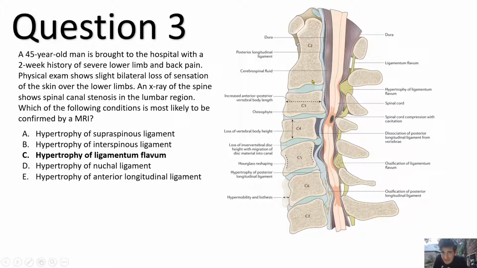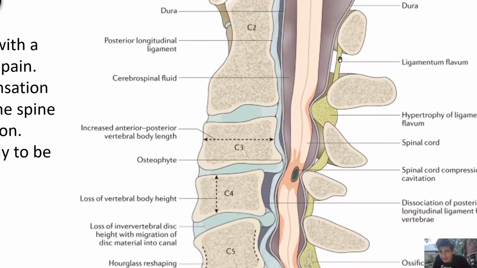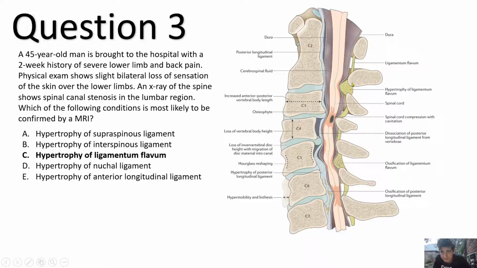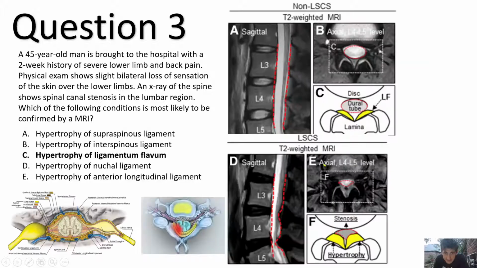These other things we probably don't, but this is normal. You can see the ligamentum flavum here, and here, and here. And then here you can see this excess growth. It's just bigger, right? So let's move to the next slide here.